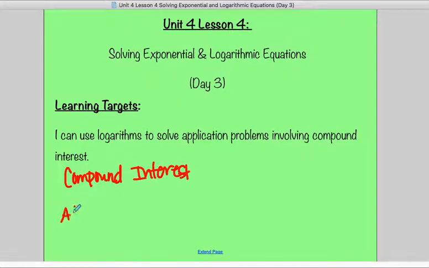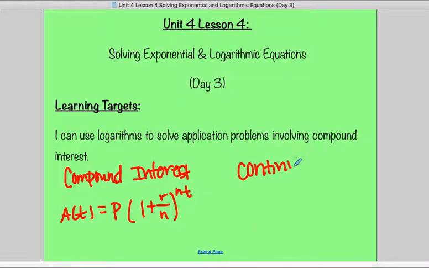was A of t equals our principal P, and then we had 1 plus R over N. R was our rate as a decimal, and N was our number of times compounded in a year to the NT. And then we had compounded continuously was our PERT. A of t equals PE to the RT.